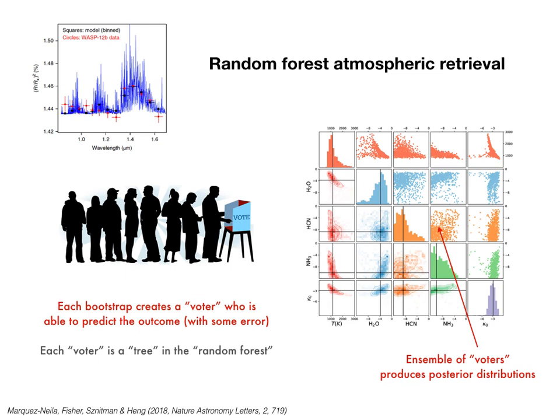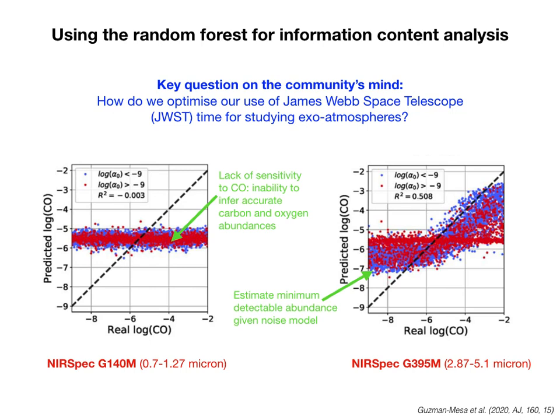So in the paper, we showed that the random forest produces an atmospheric retrieval outcome that is comparable to the nested sampling method. But this is not primarily the reason why we were interested in the random forest, because the random forest not only does the traditional retrieval approximately, but it also gives you other features that are difficult to get using the classical methods. And one of these features is the so-called information content analysis.